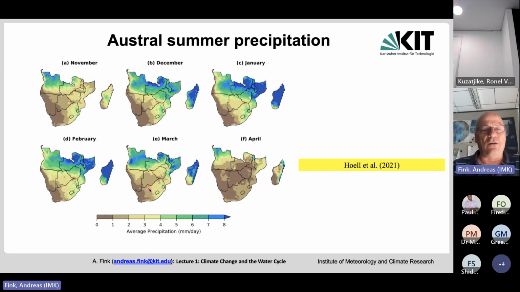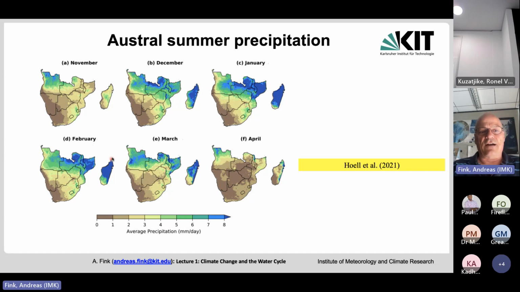When we look into the rainy season in most parts of southern Africa, except the southernmost tip, the Western Cape region, where the rain occurs through austral winter. Most of the rainfall is in austral summer, as you know. When I say austral summer in my class, I'm referring to months like November through to April. So you see the monthly rainfall after a paper by Hull et al.